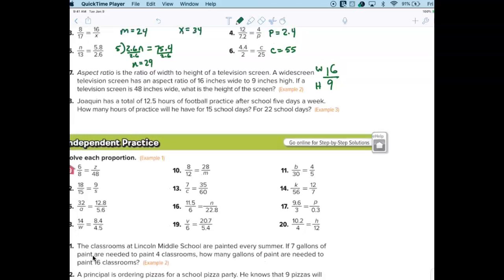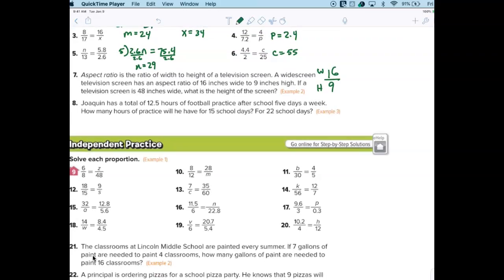Now it says, if a television screen is 48 inches wide, where do I put the 48 inches? On the top. Why? It's wide, right? You have to line up the variables. I don't understand why kids say this is hard. You understand me on that?